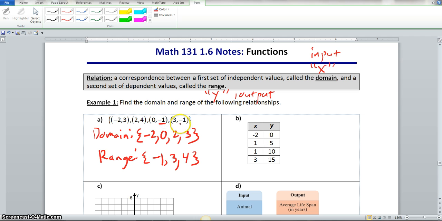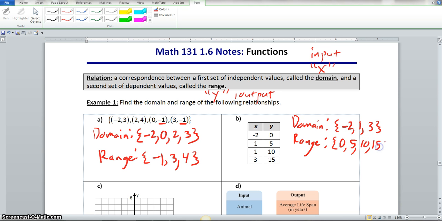Now, whenever we have a number that repeats, we do not write that number twice. Like here, if you notice, for your range, the -1s repeat, but we only wrote it once. So whenever you have repeaters in your domain or range, you just write it once. Okay, now we go here to B. We also want our domain, and we also want the range. Now the domain is all of your x values, so it'll be -2, 1, and also 3. Your range will be 0, 5, 10, and also 15.